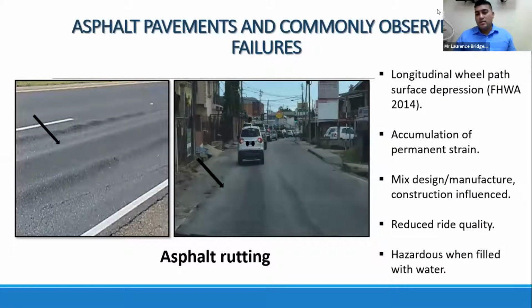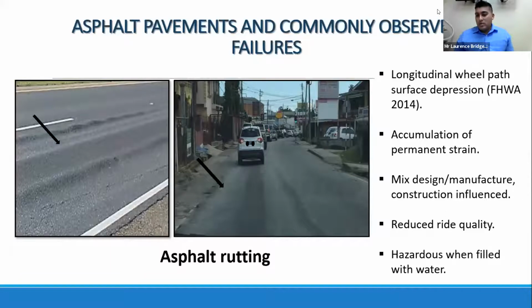So when we examine some of the commonly observed failures within our existing pavement systems, we identify asphalt rutting as one of the more dominant distress responses within our pavement systems. These are described as long-tail wheelpath surface depressions, and as a result of accumulation of permanent strain. They are most evident in areas where there's slow-moving traffic, which produces high stresses and strains within the pavement.